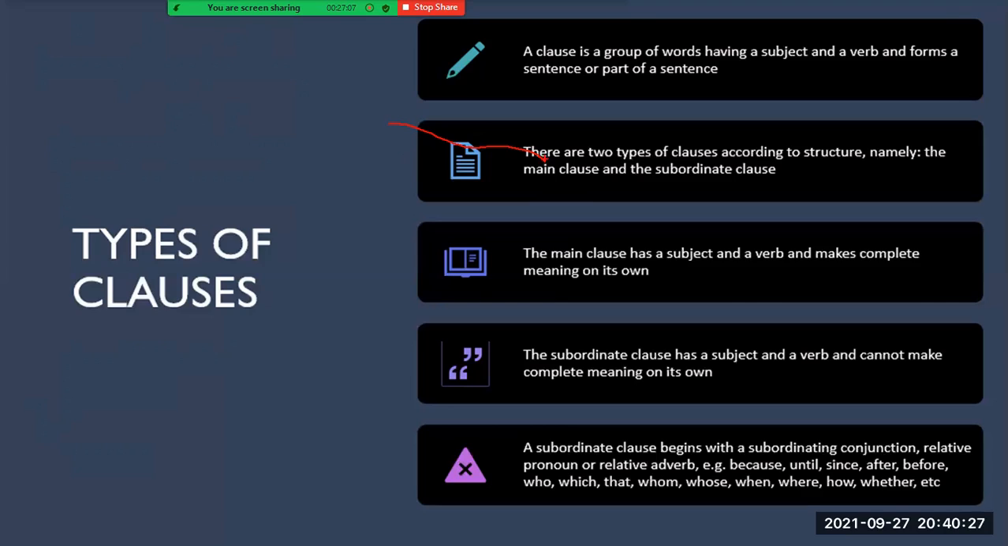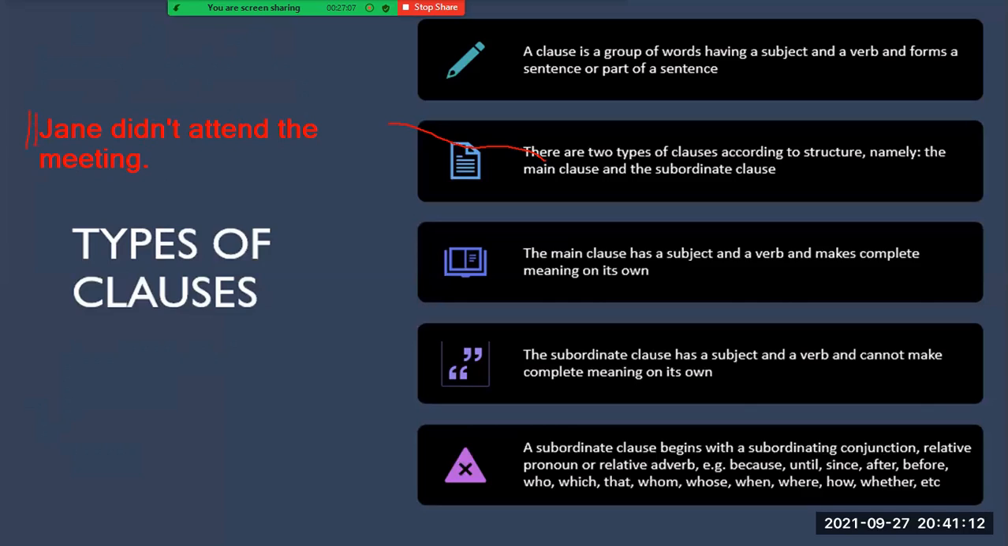Of course, I've given you illustrations. Now, the main clause has a subject and a verb and makes complete meaning. Again, I have illustrated that with that sentence: Jane didn't attend the meeting. So this is a main clause. It has a subject and it has a verb.